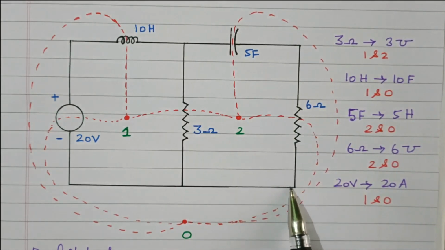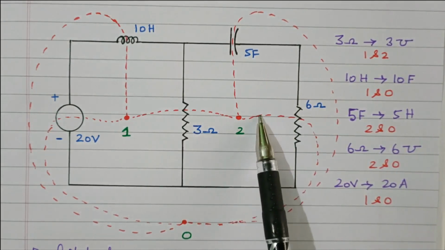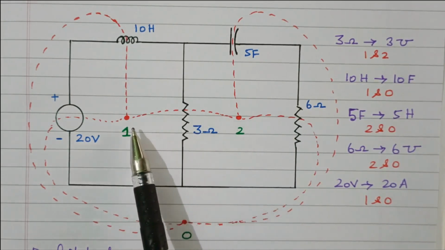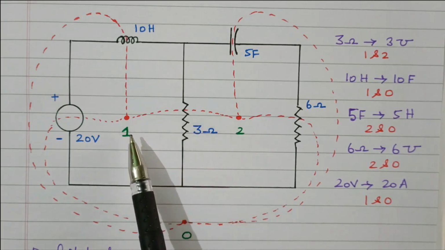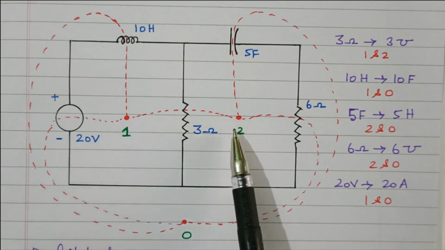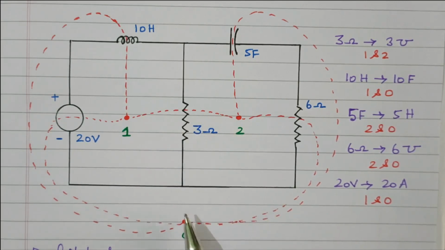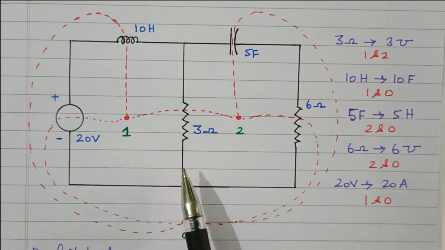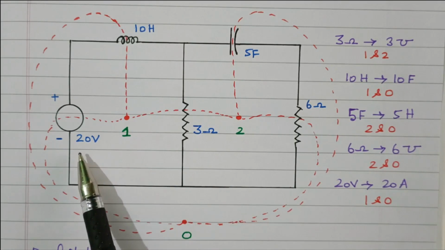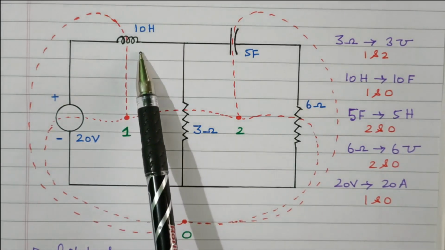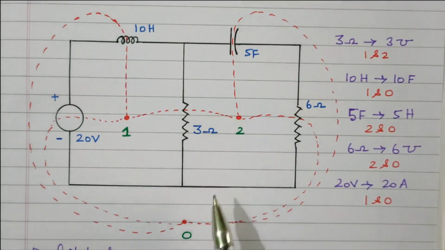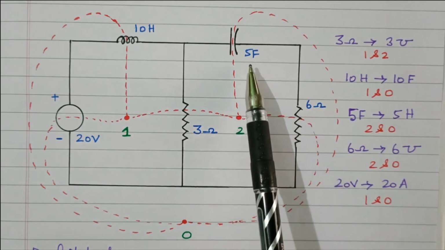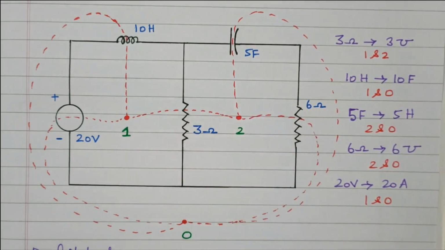So this black color line is the original network. Red color lines are known as the dual network. Now we need to draw the dual network based on the analysis we did. For that we have to put the 3 dotted lines 1, 2 and 0. Then we'll connect all the elements. Between 1 and 2, the 3 mho conductance. Between 1 and 0, the 20 ampere current source and 10 farad capacitor. Between 2 and 0, the 6 mho conductance and 5 Henry inductance. Like that we need to connect.